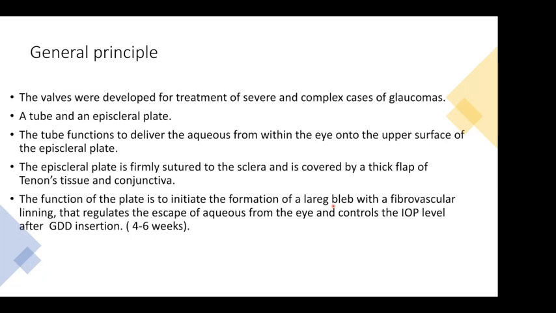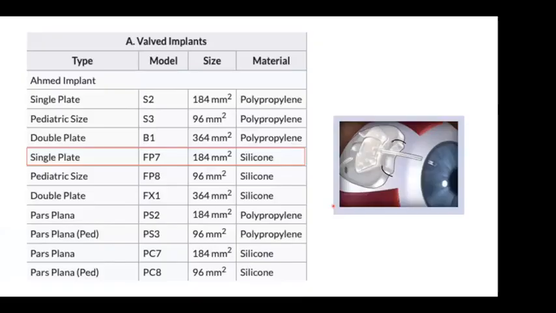So a lot of work nowadays, and years ago, has gone into how to control the permeability of this periplate fibrous capsule. This periplate fibrous capsule is formed around 4 to 6 weeks, and that's why this period of the management is very important, because something is happening around the plate.